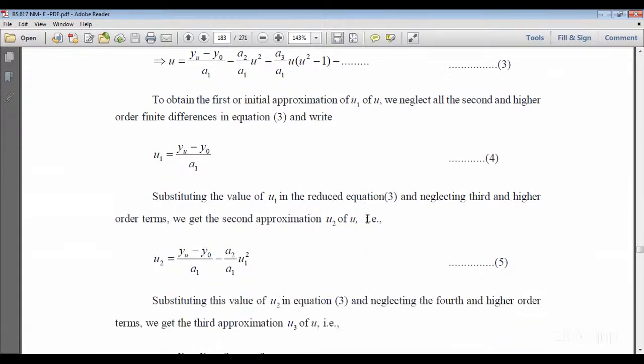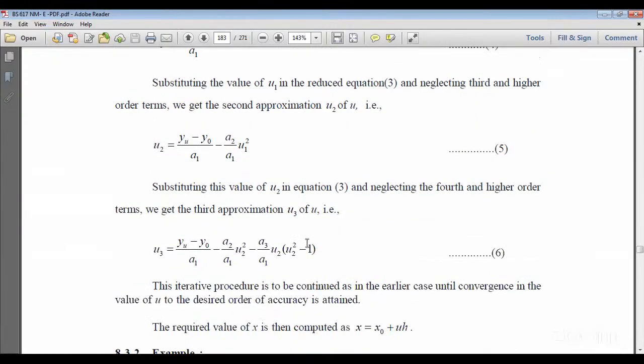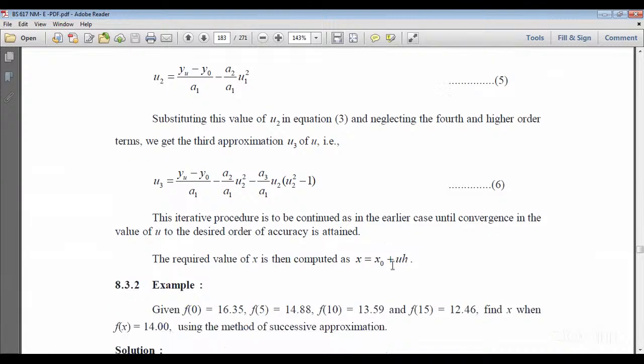u2 is equal to (y_u minus y0) by a1 minus a2 by a1 u1 square. Substituting this value of u2 in the equation, neglecting the fourth and higher order terms, we get the third approximation u3 of u. u3 equals (y_u minus y0) by a1 minus a2 by a1 u2 square minus a3 by a1 u2 (u2 square minus 1). The iterative procedure is to be continued as in the earlier case until convergence in the value of u. The desired order of accuracy is attained here.